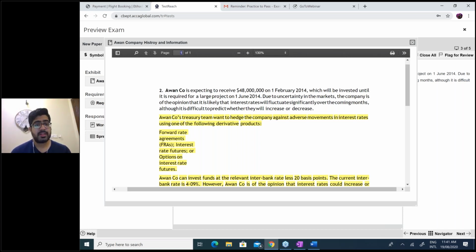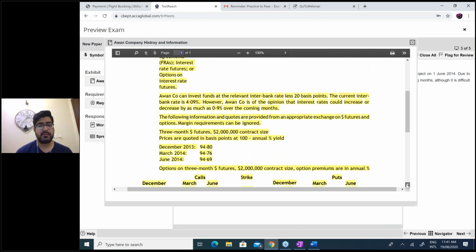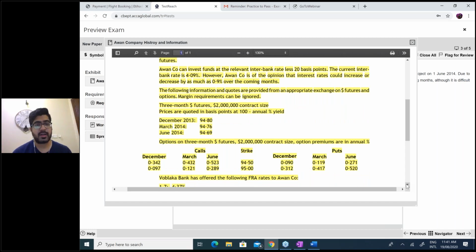Due to uncertainty in the markets, the company is of the opinion that it is likely interest rates will fluctuate, although it is difficult to predict whether they will increase or decrease. Avan's treasury team wants to hedge the company against adverse movements in interest rates using one of the following derivative products: FRAs, futures, and options. Then it states, Avan can invest funds at the relevant interbank rate less 20 basis points. The current interbank rate is 4.09. However, Avan is of the opinion that interest rates could increase or decrease by 0.9.